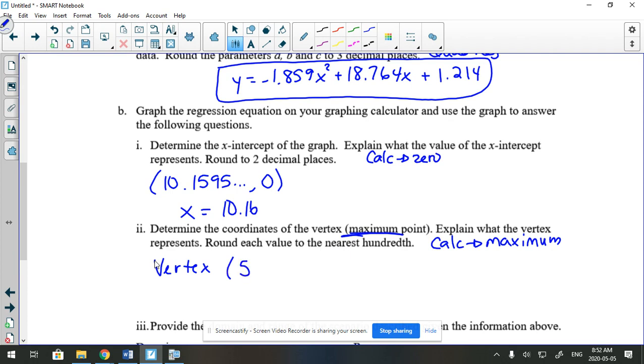So you can see your vertex is at 5.05, 48.57. What does that actually represent? I wrote it in the notes there. It's the maximum concentration of medication in the patient's blood, and it occurs 5.05 hours after taking it. So that's when your drug is going to be most effective, about 5 hours after taking it. It reaches its maximum concentration in your blood, so it should be taking full effect then.